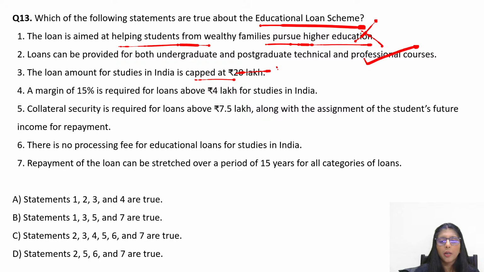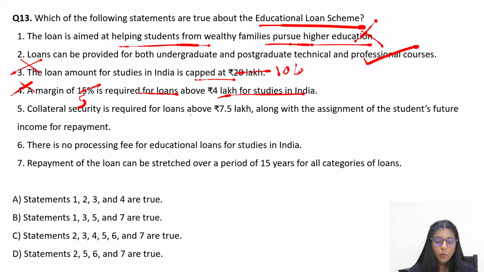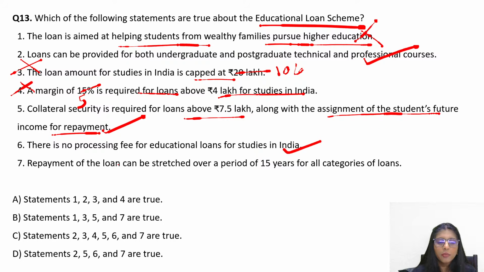Margin of 15% is required for loan above 4 lakh for studies in India. No, it's 5%, not 15%. Collateral security is required for loan above 7.5 lakh along with the assignment of students' future income for repayment. Yes. There is no processing fee for education loan for studies in India. Yes, correct. Repayment of loan can be extended over a period of 15 years for all the categories of loan. It's correct. So which are the correct statements? 2, 5, 6, 7 are the correct statements. Option D is the right answer. Okay.